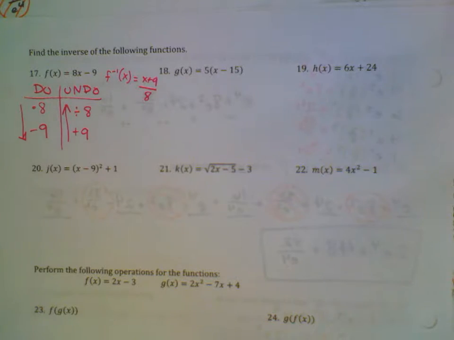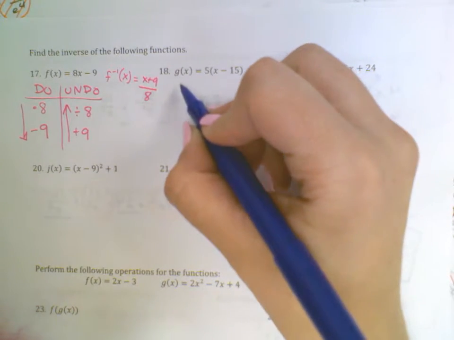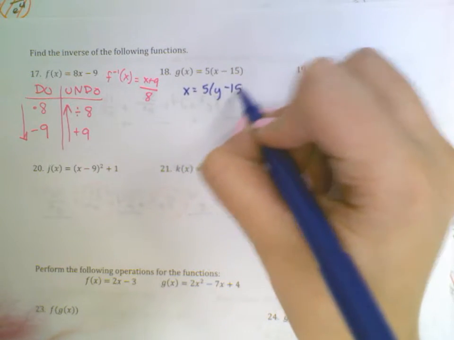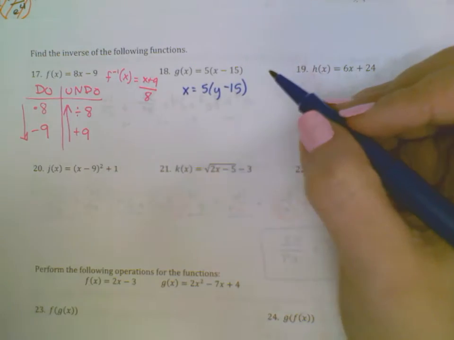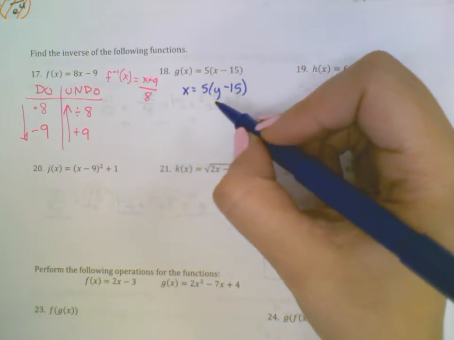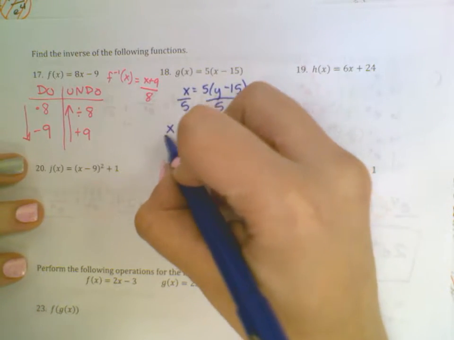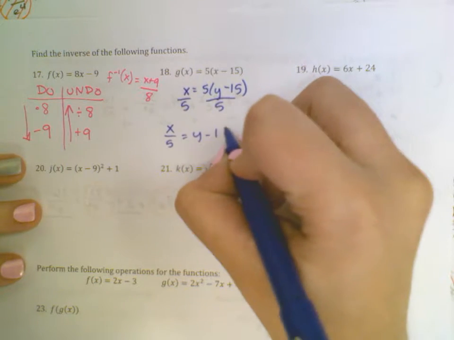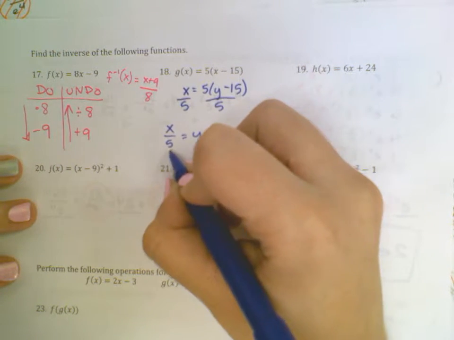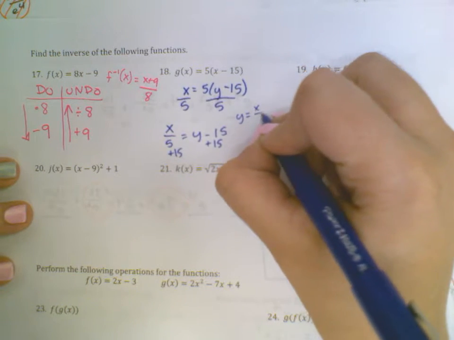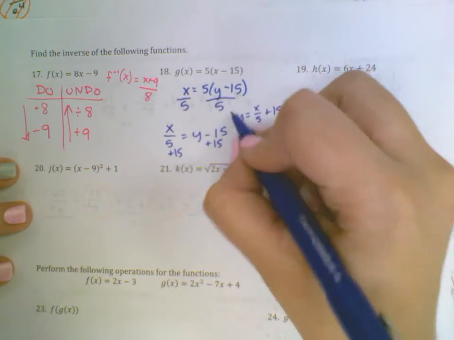Now, 18, I will do where we switch our x's and y's and solve for y. So instead, this will say x equals 5 times y minus 15. And again, what we're trying to do is solve for y. So first, I need to divide both sides by 5. And I get x divided by 5 equals y minus 15. I'll need to add 15 to both sides. And I get y equals x over 5 plus 15. And that would be my final answer.